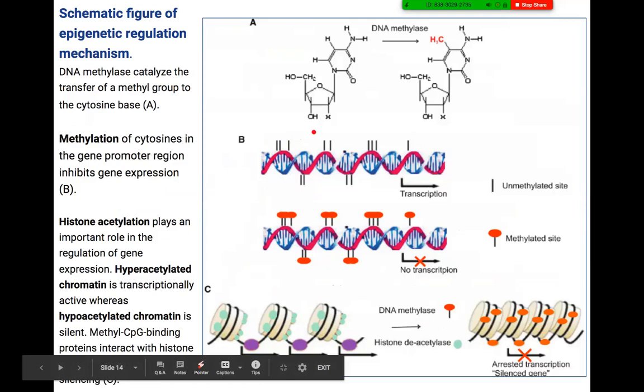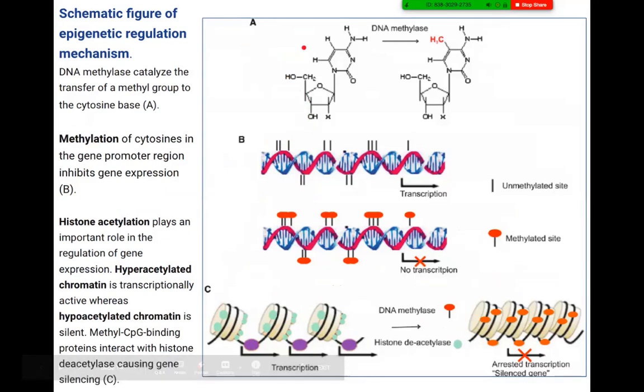All right. In part A of this diagram, what you're looking at is a nucleotide. Here is the deoxyribose. Here is the base itself, in this case cytosine. By adding the methyl group CH3, you will notice that this is where the binding occurs. So this process is what is known as the methylation process.